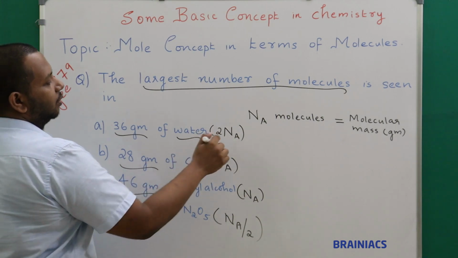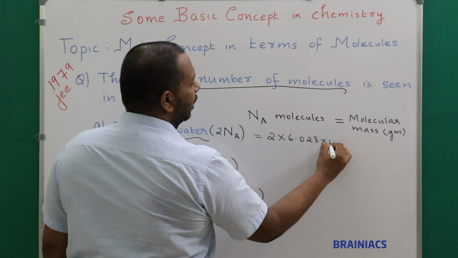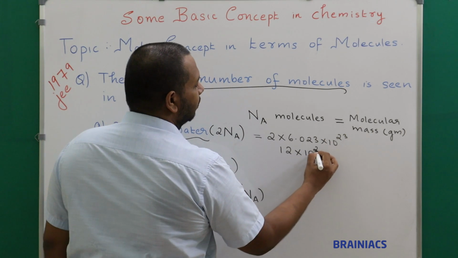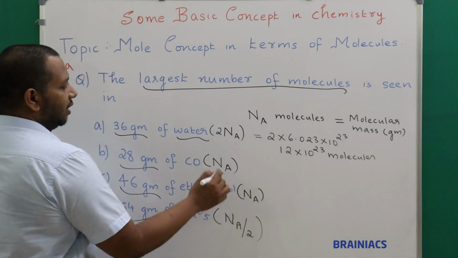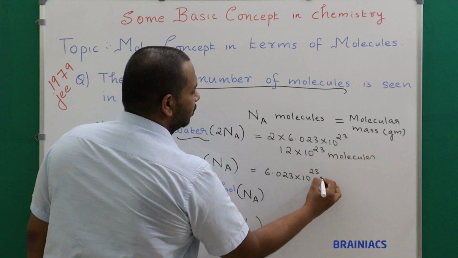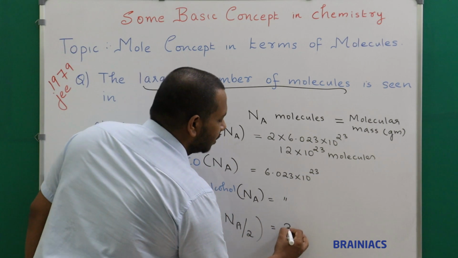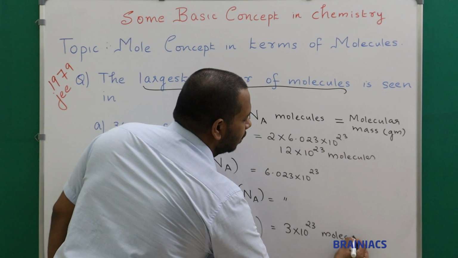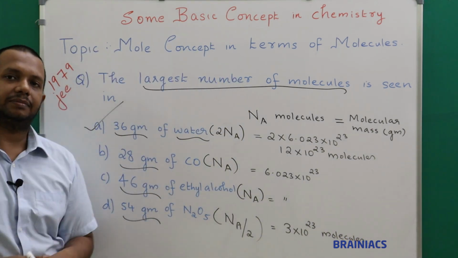We know that here only, because here it is 2 Na, that is 2 into 6.023 into 10 power 23. That is, you are getting 12 into approximately 10 power 23 molecules. Correct. Here everywhere you are getting 6.023 into 10 power 23 molecules. Here you are getting same thing. Here you are getting divide by 2. That means approximately 3 into 10 power 23 molecules. So what should be the answer? My answer should be option A.